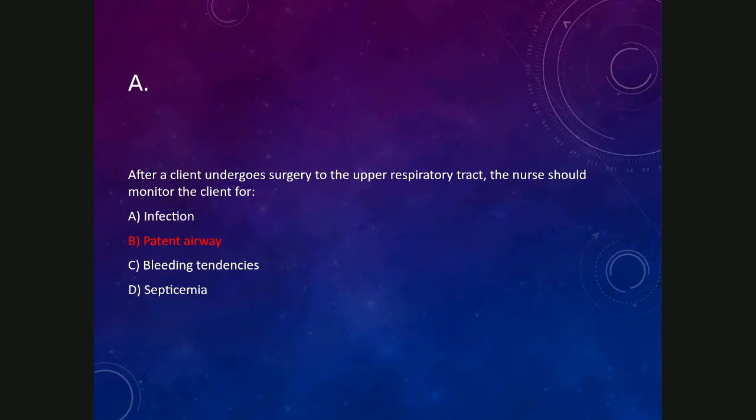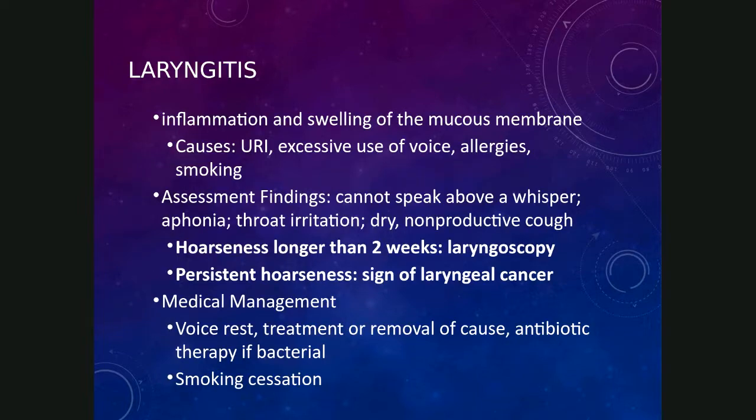And anytime you go under any surgery for the respiratory tract, inflammation is an issue, or it can be an issue. So monitoring that airway is really the most important out of all of these. All of these are important things to monitor for, but when you start taking your NCLEX, the most important thing to do is making sure your airway is patent. ABCs, you want to make sure they're breathing, okay?